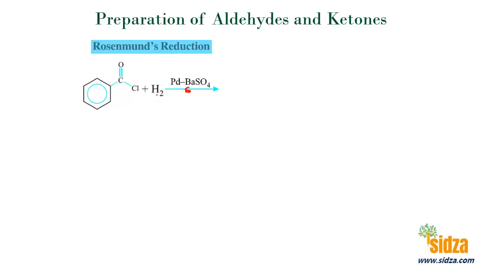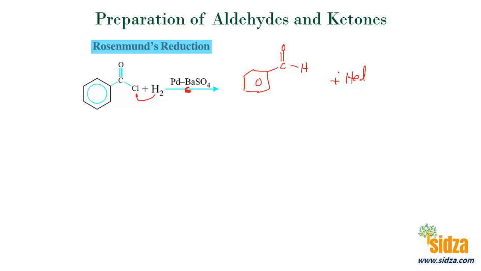And in this case, you replace the chlorine by hydrogen. So what you get is a benzene ring attached to the C double bond OH, and you get HCl here. So this is our Rosenmund reduction. You can get both aliphatic and aromatic aldehydes.